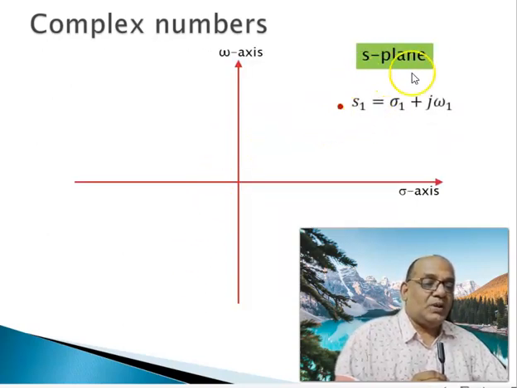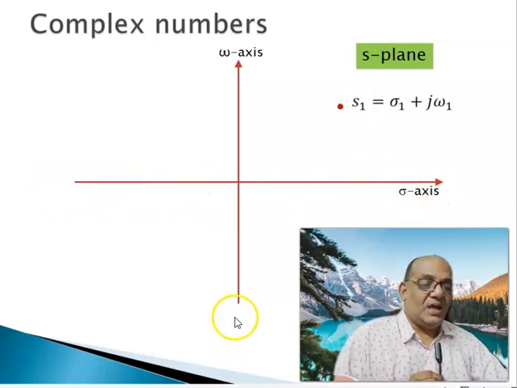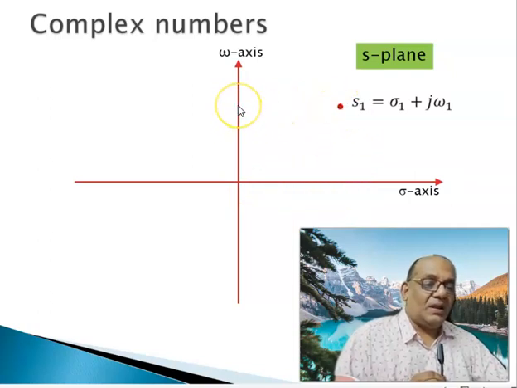The plane on which we draw or represent complex numbers is called the s-plane. It is just a graph sheet which is titled s-plane. This has a real axis which we call the sigma axis and an imaginary axis called the omega axis. Sometimes we may also call it the j omega axis. If you locate a point on this graph sheet whose real coordinate is sigma 1, that is, if you drop a perpendicular, this length will be sigma 1, and it has an imaginary coordinate omega 1, so the number is sigma 1 plus j omega 1.